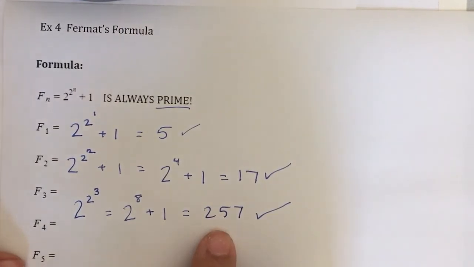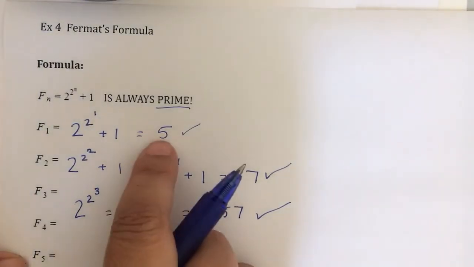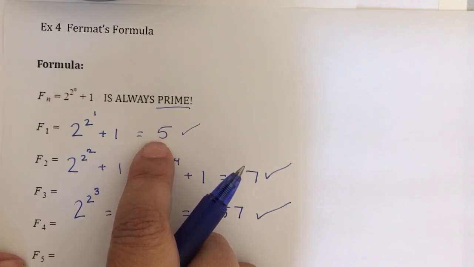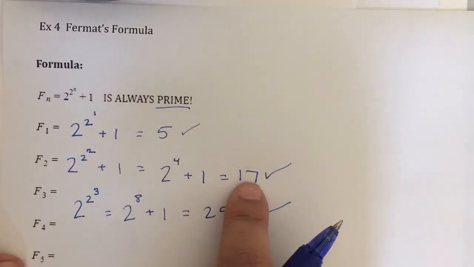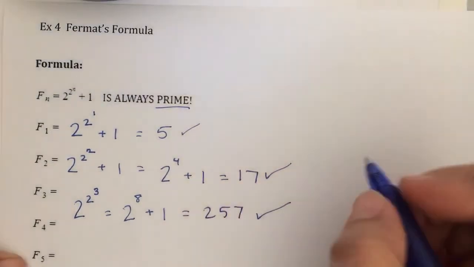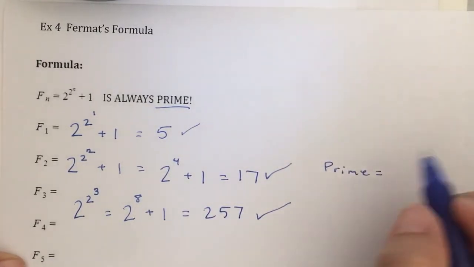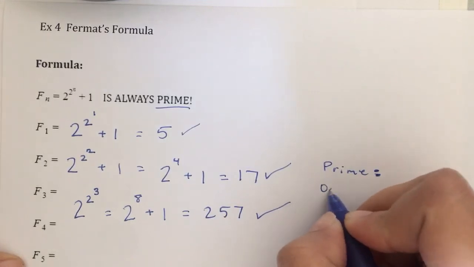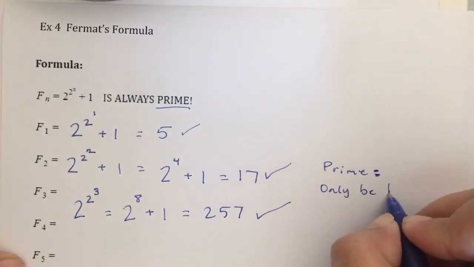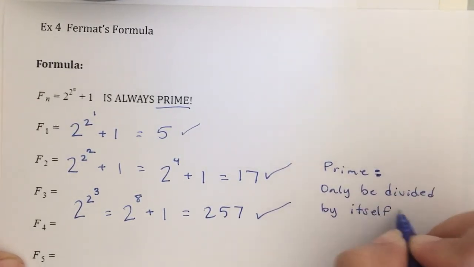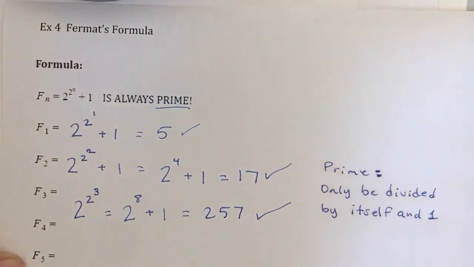And the way that you know if it's a prime number is if it could only be divided by itself. So for example, 5 can only be divided by 5 and 1. There's nothing else that divides 5. 17 can only be divided by itself and by 1. So if it could only be divided by itself and 1, then it's prime. That makes it a prime number.